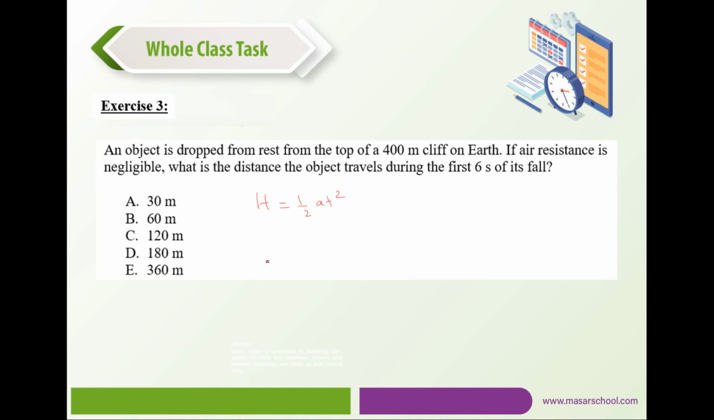And we need to calculate the distance, not the time. So that would be half times 9.81 multiplied by the time, which is 6, to the power of 2. And in this case, the correct answer would be given by 180 meters.